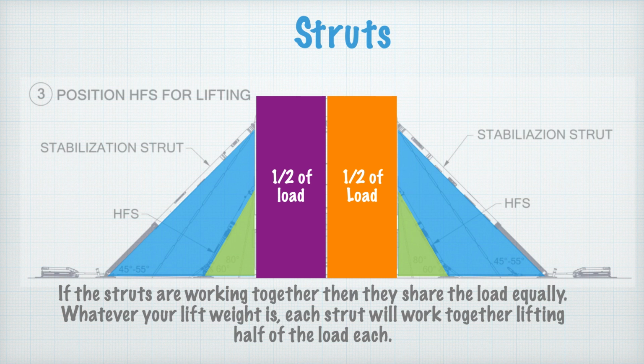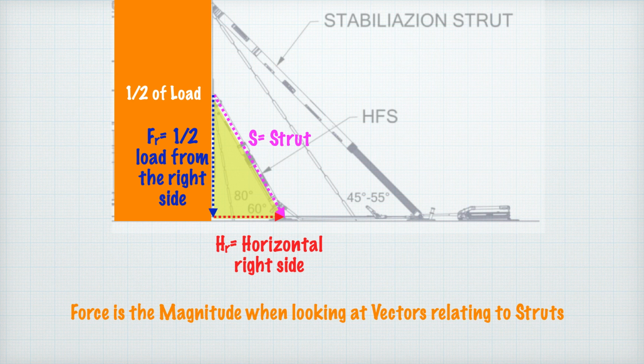So we're going to zero in on the half of the load on the right side. As we zero in on this, we can see that we'll focus on the hydrofusion strut and the right triangle that's created by that strut. As we're considering the magnitude as it relates to this setup, we're going to be talking about force, though a couple of slides from now, we'll talk about how it can also represent length.